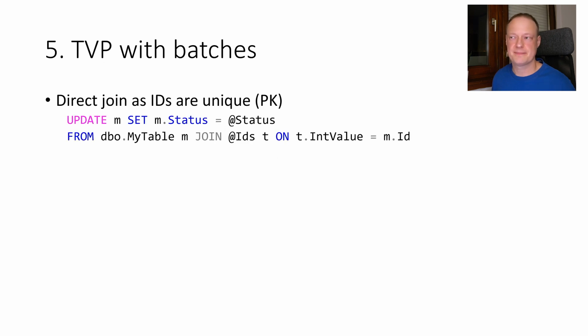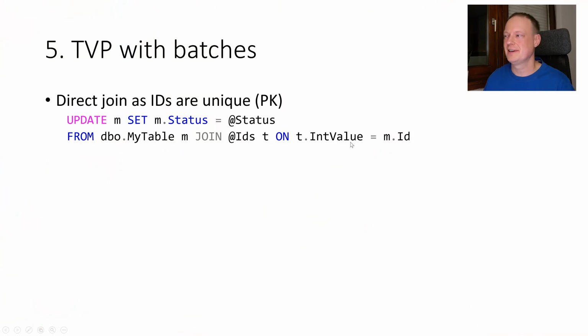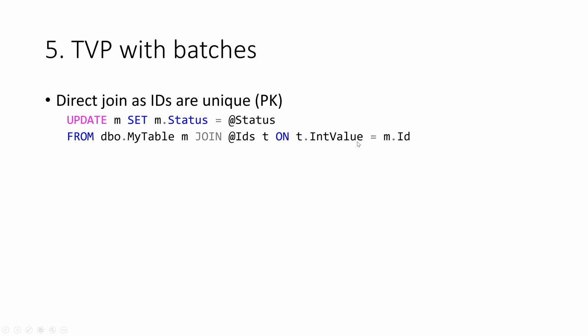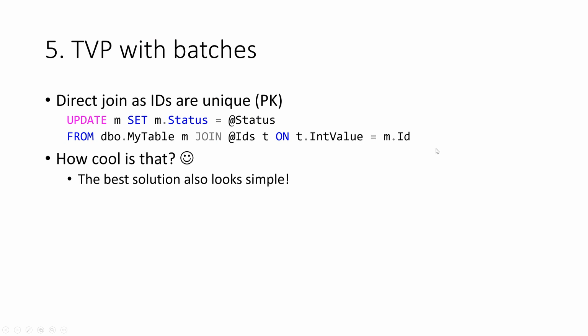TVP with batches. And another thing we will use, because we created that type, this table type with a primary key on the value, that means the value is unique. And we can use a direct join with that table valued parameter without introducing duplicates. We guarantee that with this primary key. And that's why our statement is even simpler. Direct join on that value. No conversion, no anything. How cool is that? The best solution is also the simplest one.